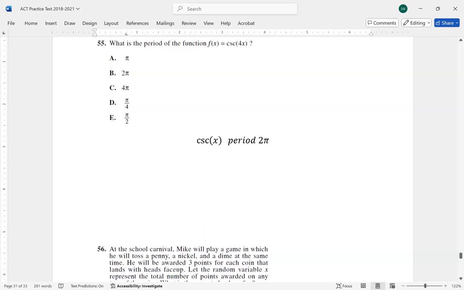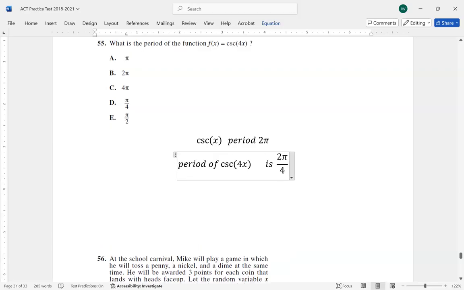So having a 4x in the argument means that the period of cosecant of 4x is going to be that 2 pi all divided by 4. So we're going to divide that by 4. And that means the period of cosecant of 4x is pi/2. And so our answer is option E. So the answer to 55 is E, pi/2.